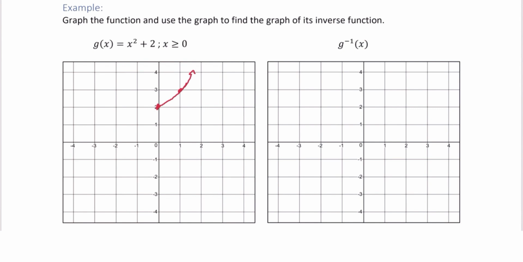x is greater than or equal to 0 now, and it passes the horizontal line test, which means it has an inverse. So we can use these points (0, 2) and (1, 3) to get g inverse. To do that, we simply switch the x and the y values. So (0, 2) will become (2, 0), and (1, 3) will become (3, 1). And we draw that curve.